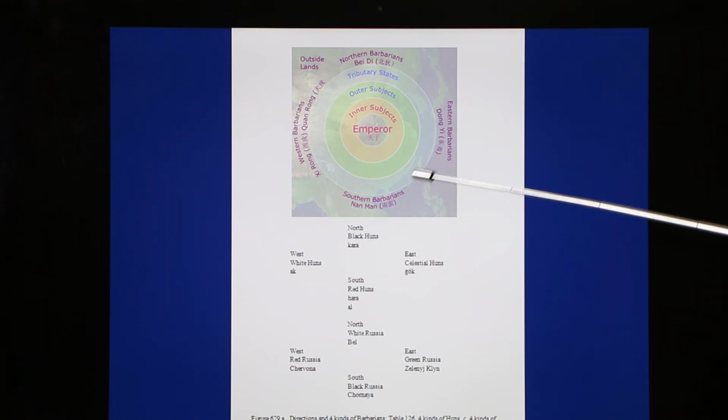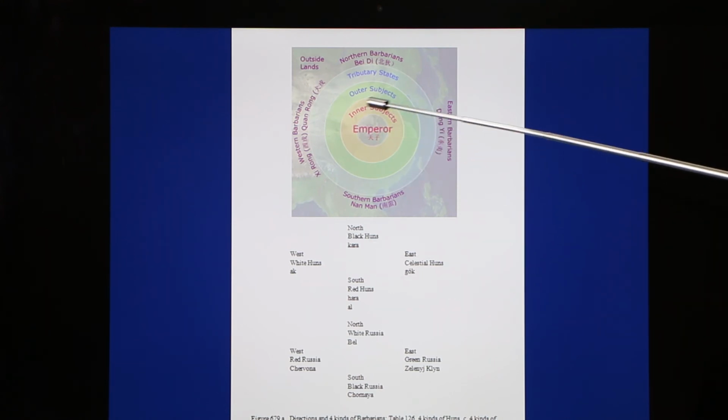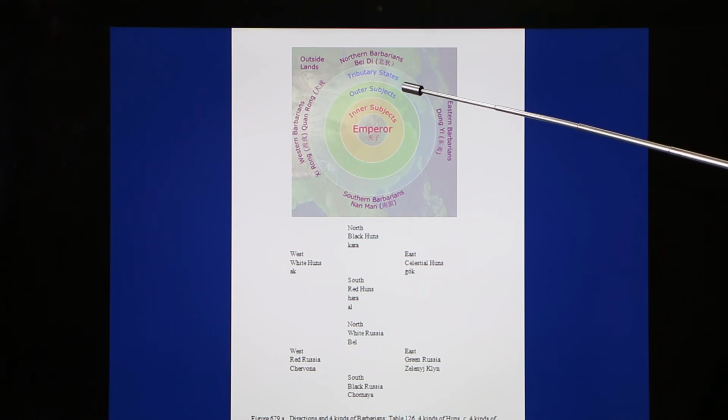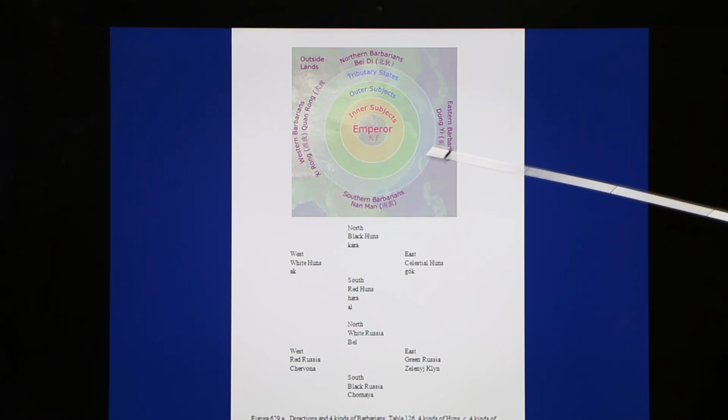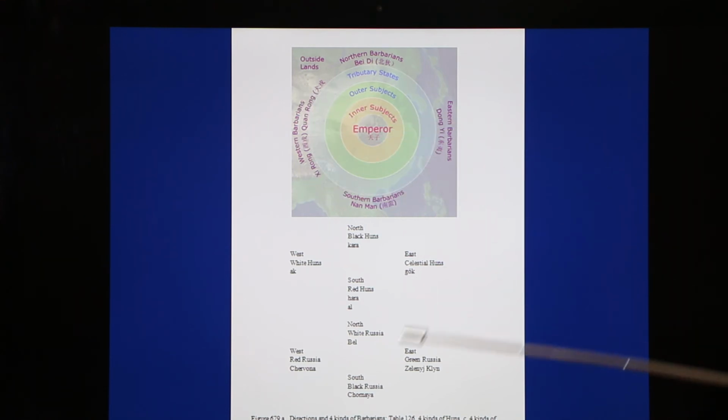In order to understand the big picture, we have to go back to China, because it was China that created a way of looking at the world cosmologically. In the center, there are a series of circles. In the center is the emperor, then the inner subjects, the outer subjects, the tributary states. And then in the far north, there are the northern barbarians. In the south, there are the southern barbarians. In the east, there are the eastern barbarians. In the west, there are the western barbarians.